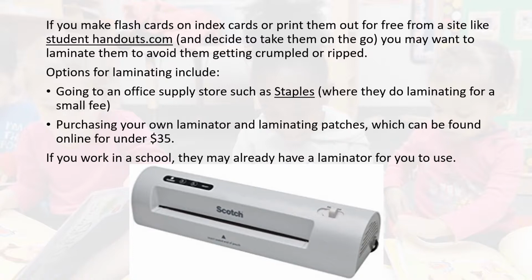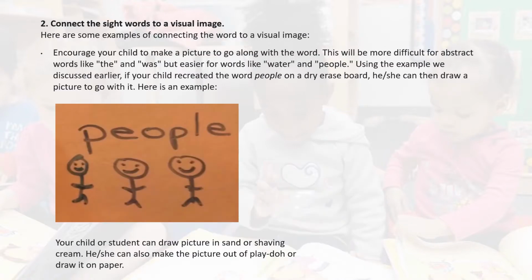Options for laminating include going to an office supply store like Staples, or you can purchase your own laminator and laminating pouches online for under $35. If you work in a school, they might already have a laminator for you to use. A second strategy for teaching your child sight words is to have them connect the words to a visual image.